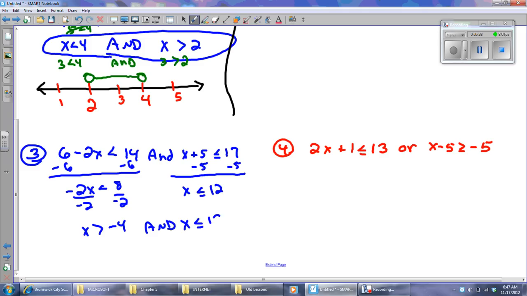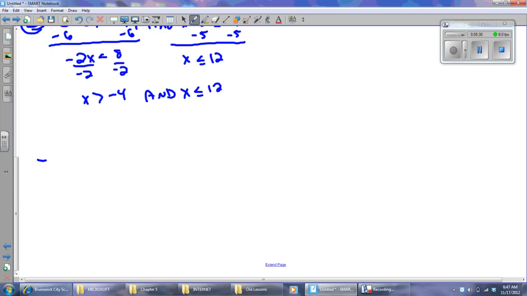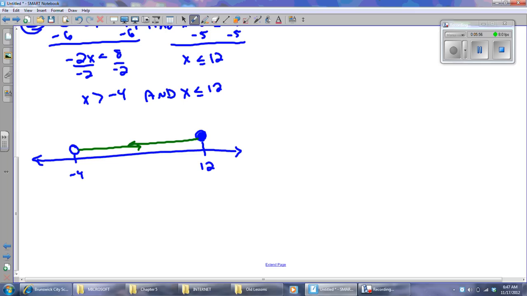Okay. So I need all the numbers that are greater than negative 4 and less than or equal to 12 at the same time. I'm going to show negative 4 as an open circle, an open point. I'm going to show positive 12, and that will be a closed point. Now, where are the numbers that make both parts true? I need the numbers greater than negative 4, but they also have to be less than or equal to 12. Yeah, they're right here. They're in between.